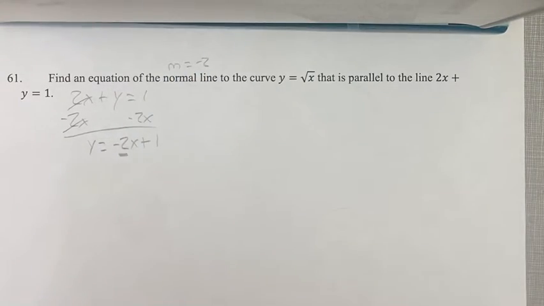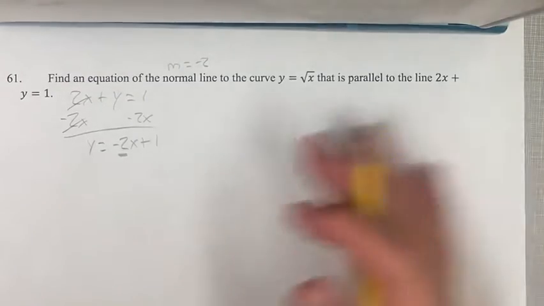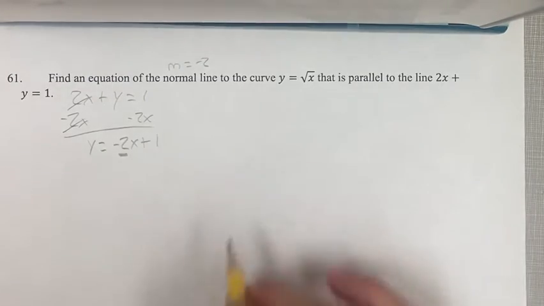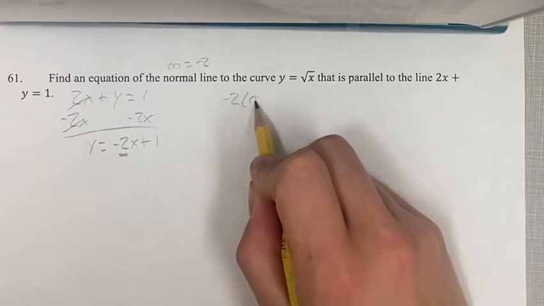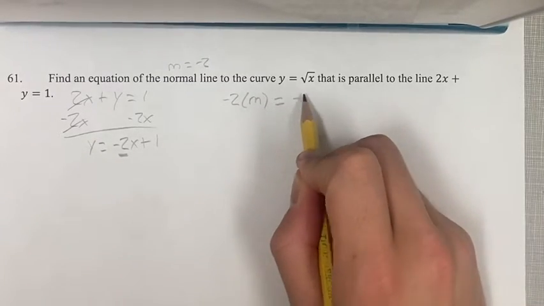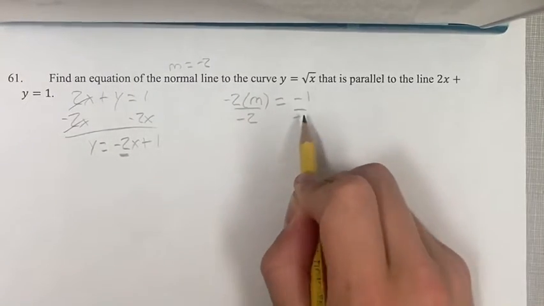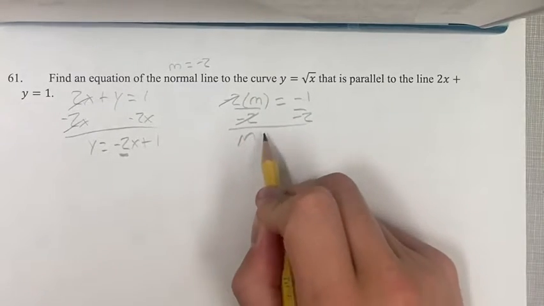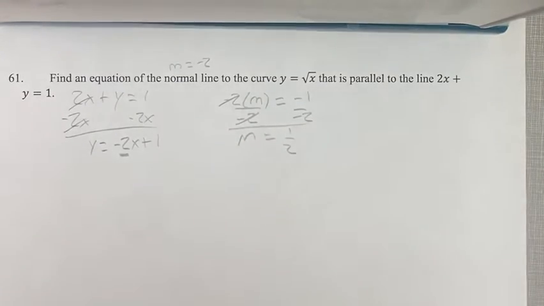Now what is the normal line? The normal line goes through the same point as the tangent line, but it's perpendicular to the line. Okay, so it's going to be perpendicular to the tangent line. That means that negative 2 times the slope of the tangent line is equal to negative 1. Dividing both sides by negative 2, we get that the slope of the tangent line is going to be 1/2.